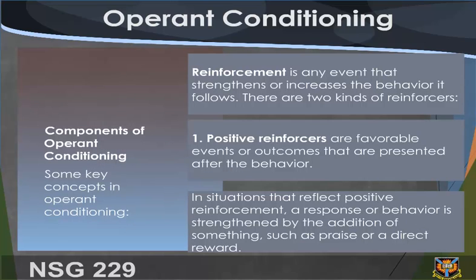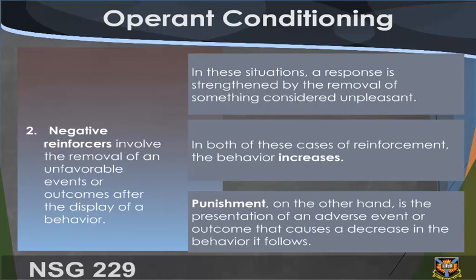Components of operant conditioning. Some key concepts in operant conditioning. Reinforcement is any event that strengthens or increases the behavior it follows. There are two kinds of reinforcers. 1. Positive reinforcers are favorable events or outcomes that are presented after the behavior. In situations that reflect positive reinforcement, a response or behavior is strengthened by the addition of something, such as praise or a direct reward.